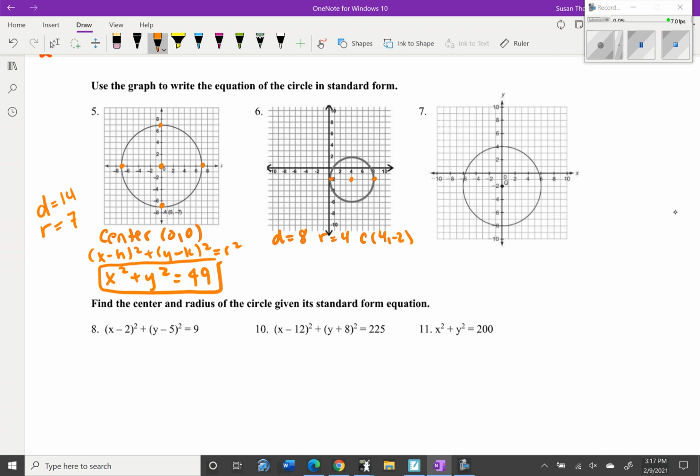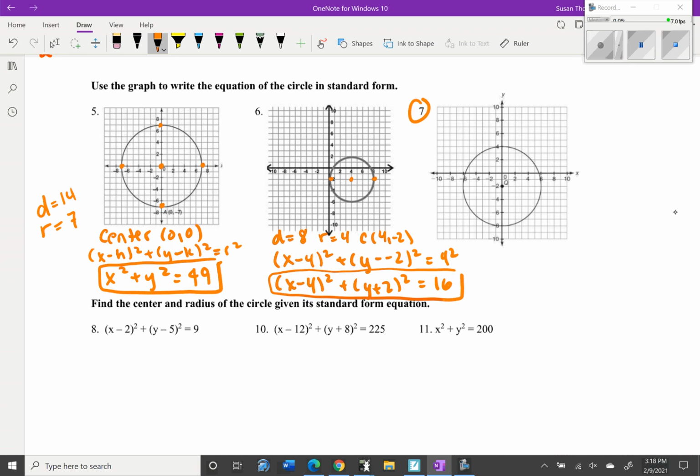And now I can plug that in to our equation of a circle. So x minus 4 squared plus y minus negative 2 squared equals 4 squared. So we get x minus 4 squared plus y plus 2 squared is equal to 16. So you guys do this one.